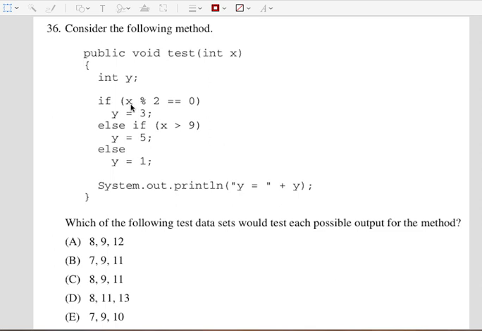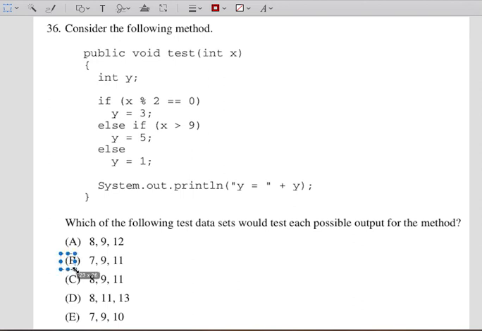Well, that would happen if x is an even number, right? If x mod 2 equals 0. So somewhere if you were to test this, you would have to give it an even number. We'll look down here, see choice B, none of the choices in B are even. So if you ran test repeatedly on those 3 numbers, in other words, you called test 7, then test 9, then test 11, you would never print out y equals 3.